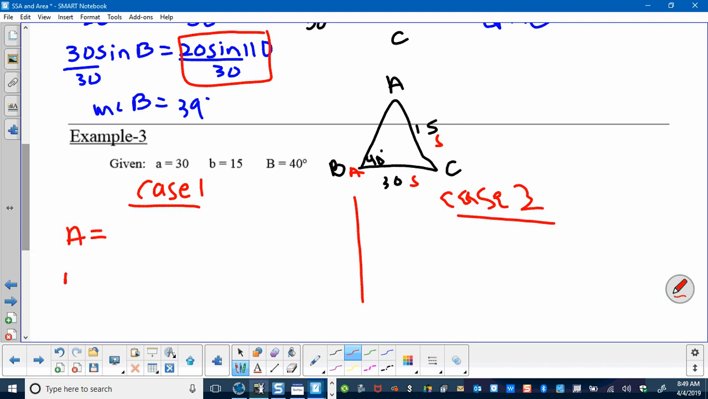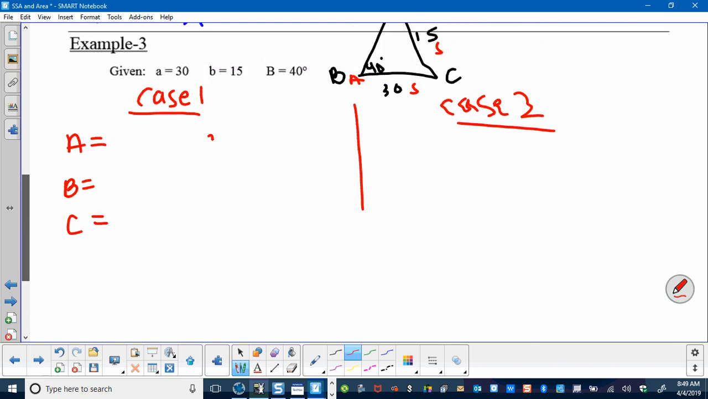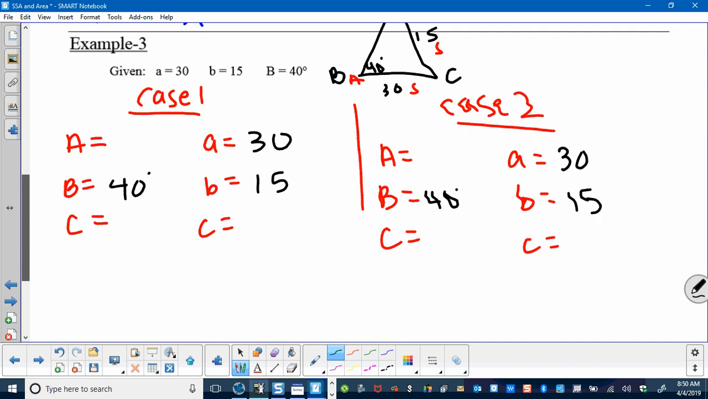So we're going to write A equals, B equals, C equals for both of them. We're going to fill out the information that we already have. So little a is 30, little b is 15, big B is 40. That goes for both of them. What's the ambiguous angle? Remember, it's the angle where we know the side, but not the angle. So it's my angle A. So we do law of sines to find this.